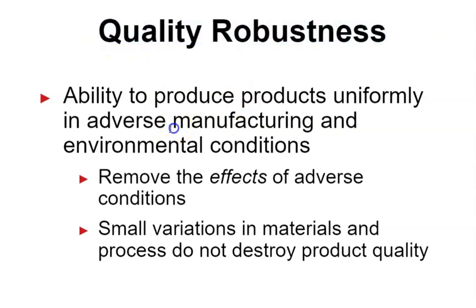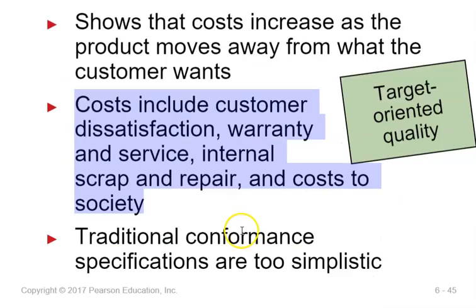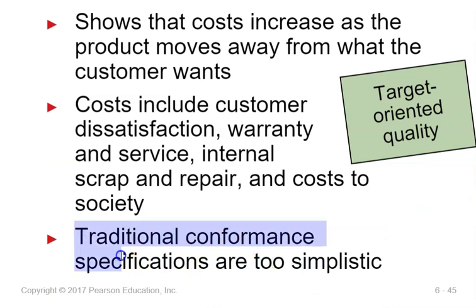What is quality robustness? The ability to produce products uniformly in adverse manufacturing and environmental conditions. So in a very simple way, for those for whom it's not very understandable, you want to keep the quality at a certain level. You don't want too many ups and downs, right? You want it to be stable. Quality and productivity should be stable. The quality loss function shows that cost increases as the product moves away from what the customer wants. In fact, it's target-oriented quality. Costs include customer dissatisfaction, warranty and service, internal scrap, repair, and cost to society. And that's what we talked about earlier, traditional conformance to specifications.